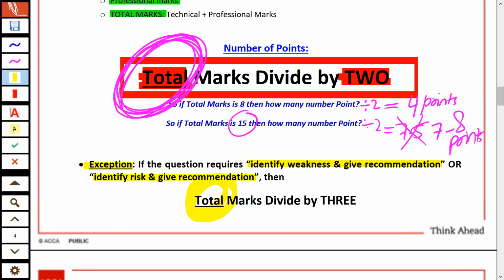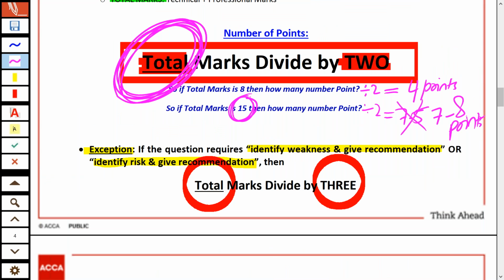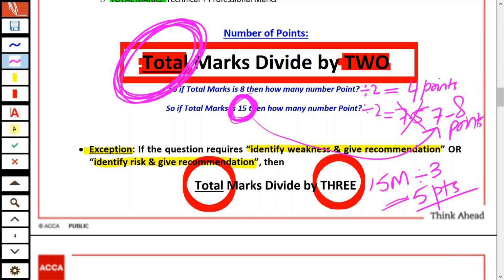So in this case, you pick up total marks, and you divide by 3. So for example, this 15 marks question, if it was a normal question, how many points we gave? 7 to 8 points, right? But if this kind of question comes for 15 marks, in which you are supposed to identify the weakness and give recommendation, then you divide 15 by 3, which automatically will reduce your number of points. It becomes 5 points. So you will give 5 weaknesses and along with 5 recommendations. Okay. Do you understand?